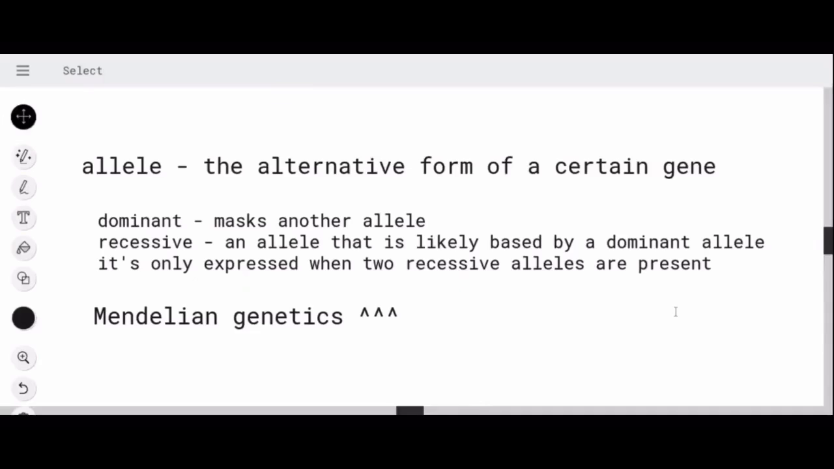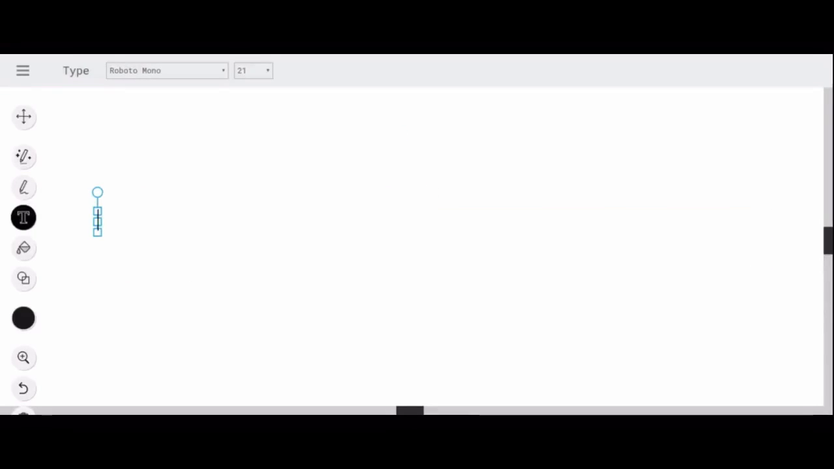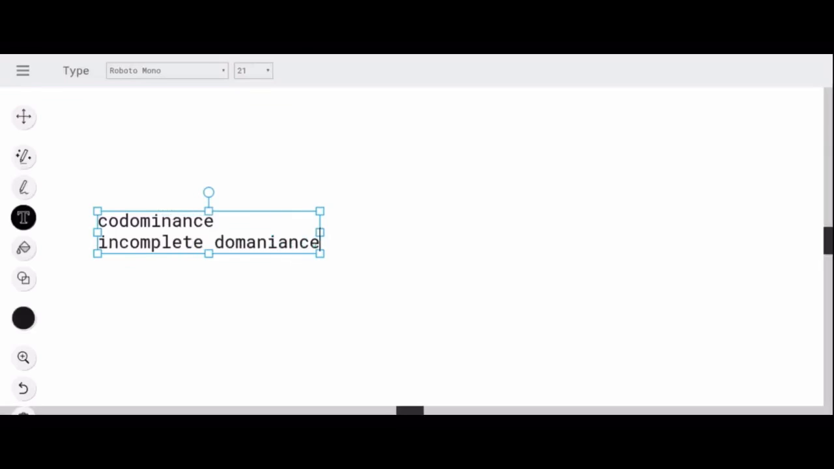And Gregor Mendel didn't exactly get everything. There are other things that he kind of missed. We know these as codominance. I spelled that wrong. And incomplete dominance. These are easily messed up because they're terrifyingly similar and confusing.